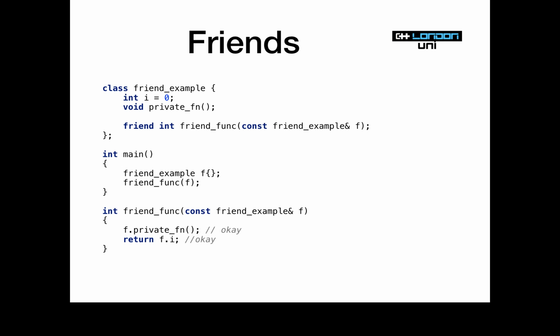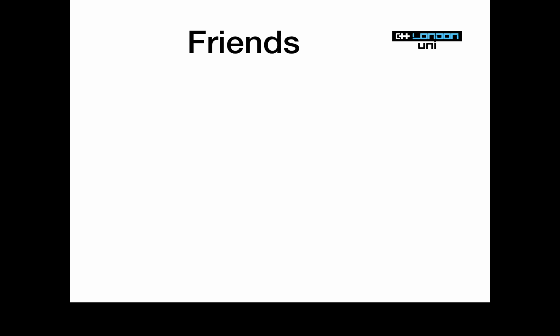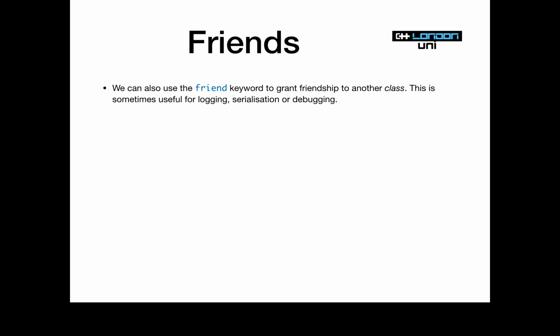So this is declaring a function to be our friend. We can also grant friendship to entire other classes. This has fewer uses, I think, than declaring a function to be a friend, but it's possible to declare an entire other class to be our friend. And if we do that, then every member function of that class can access private members. That's going to be annoying.